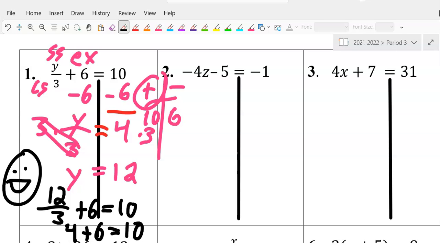Okay. All right. Now, let me pause it right here. All right, we have Pineapple. Let's give Pineapple a round of applause.